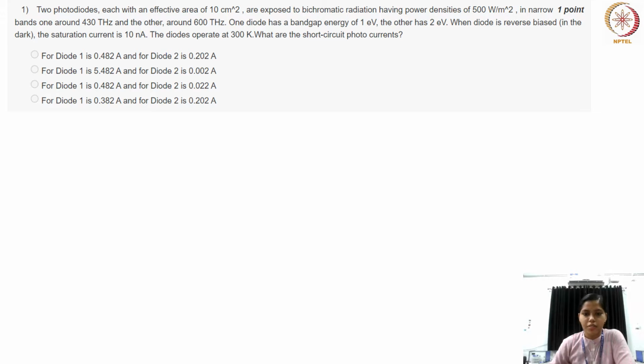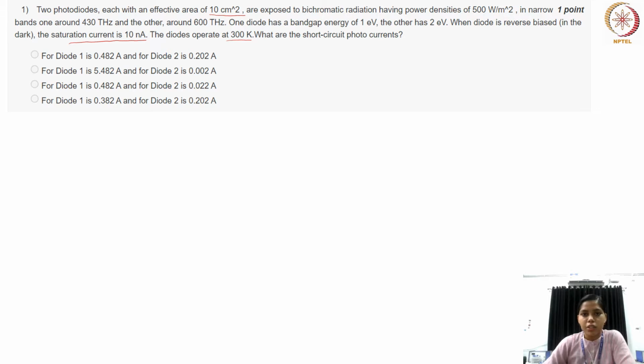Okay, so here is your first question. It is saying that two photodiodes, each with an effective area of 10 cm square, are exposed to biochromatic radiation having a power density of 500 watt per meter square, in narrow bands, one around 430 terahertz and the other around 600 terahertz. One diode has a band gap of 1 electron volt and the other has a band gap of 2 electron volt. When the diode is under reverse bias condition, the saturation current is 10 nanoampere, and the diodes are operating at 300 Kelvin.